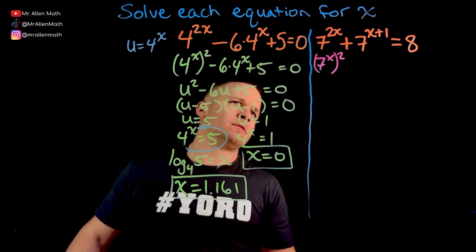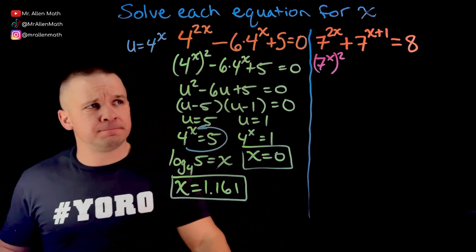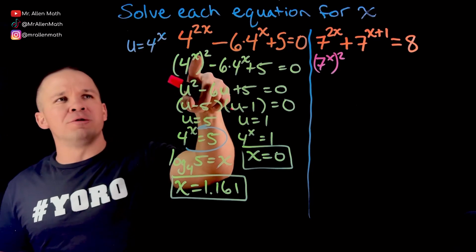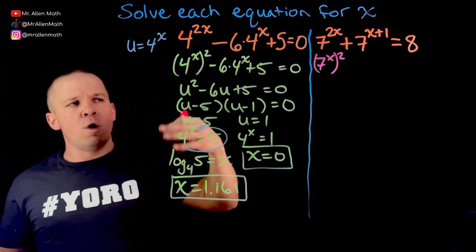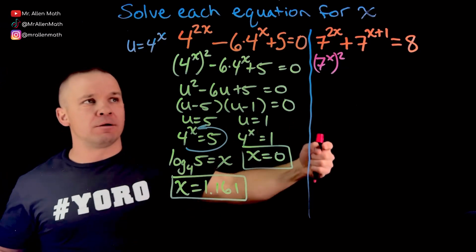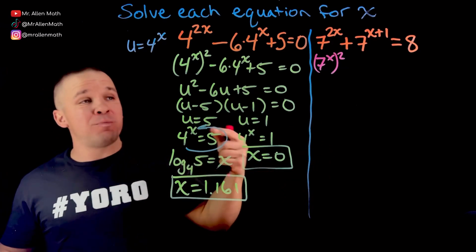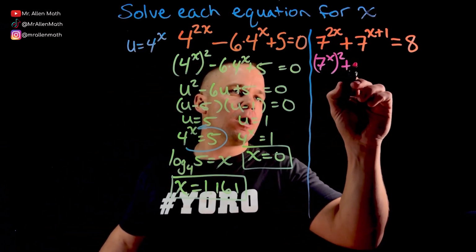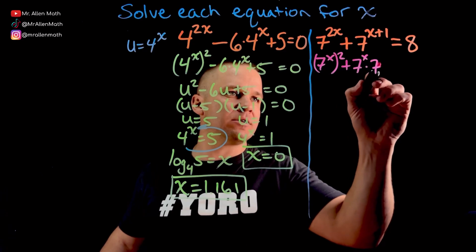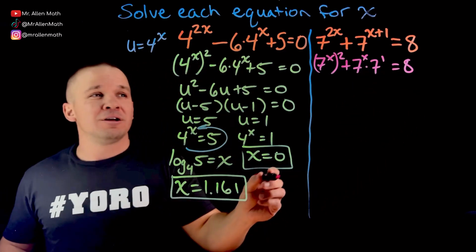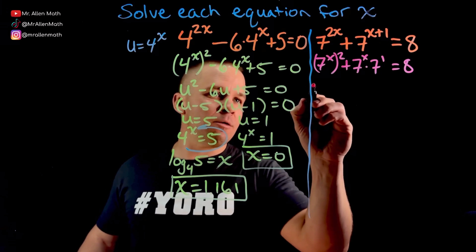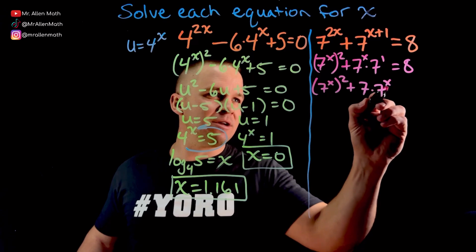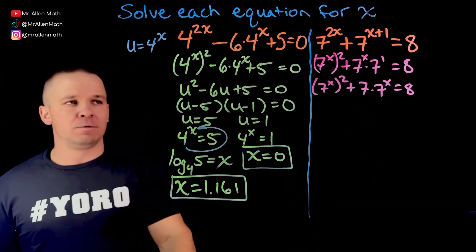This is interesting, though. We got 7 to the x plus 1. Okay, remember how I backtrack the power to a power rule is multiplication, then I pull it back out? What rule allows us to add our exponents? When we're multiplying like bases, I can add my exponents. So I'm going to write this in a couple steps. You don't have to do this every time, but could I have 7 to the x times 7 to the first? I could. What's 7 to the first? It's just 7. So now we have this 7 to the x squared plus 7 times 7 to the x equals 8. Boom. That's beautiful.